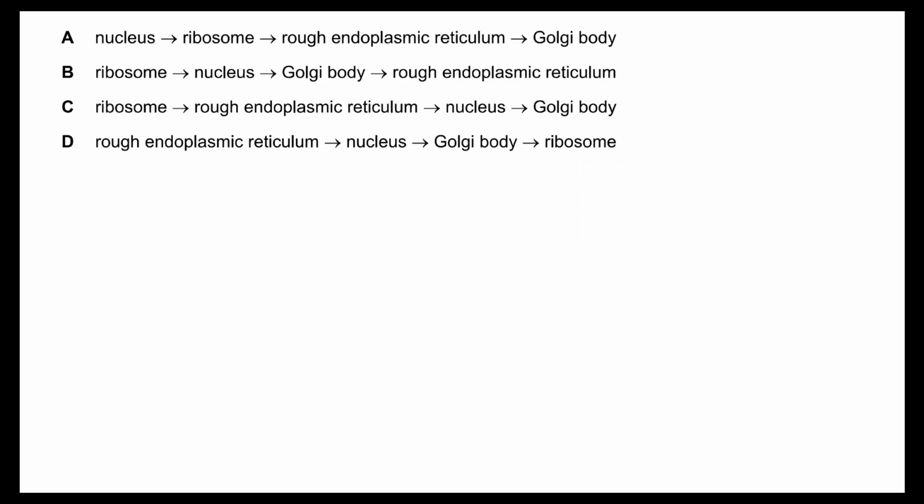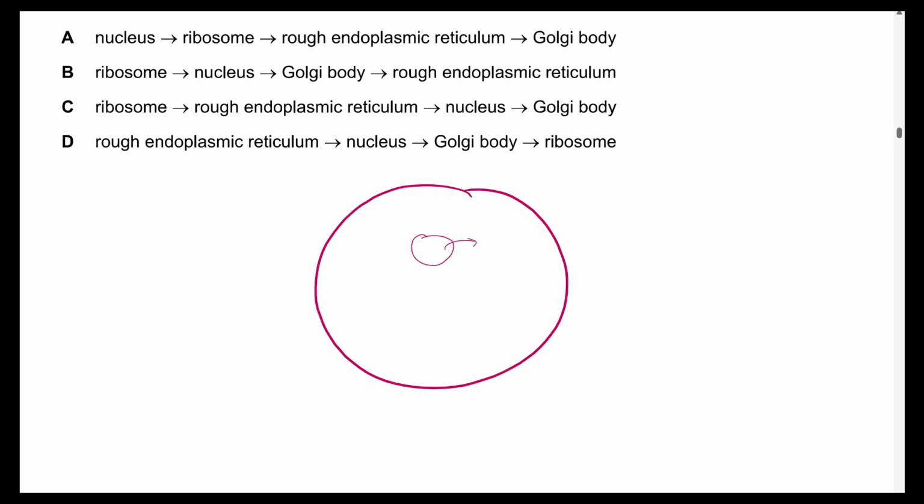Question number 10. What is the correct order of locations in the cell for the production of an extracellular enzyme? So we know that the production of the enzyme starts with a process called transcription in the nucleus. So in the nucleus, there is an mRNA formed in the process called transcription. Then this mRNA leaves the nucleus and goes to the cytoplasm on top of a ribosome on the rough endoplasmic reticulum in a process called translation.